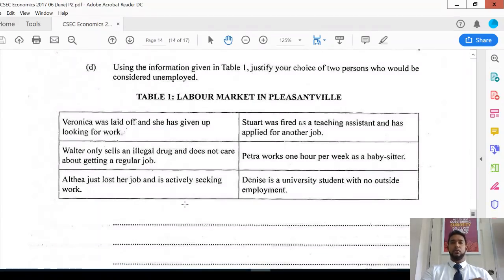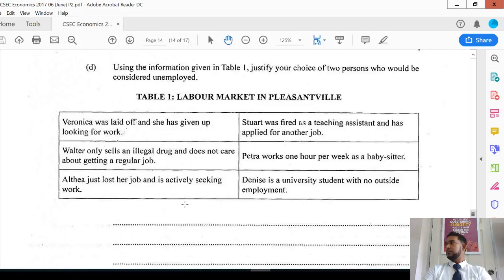Using the table below, justify your choice of two persons who would be considered unemployed. Veronica was laid off and she has given up looking for work. Why not? Because she has given up. She is able, but not willing. So you have to be willing and able to work to be considered unemployed, right?